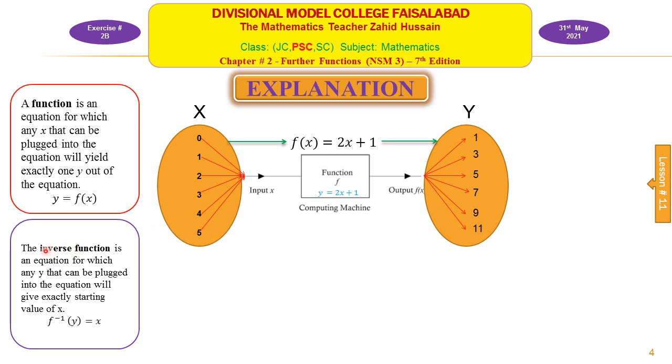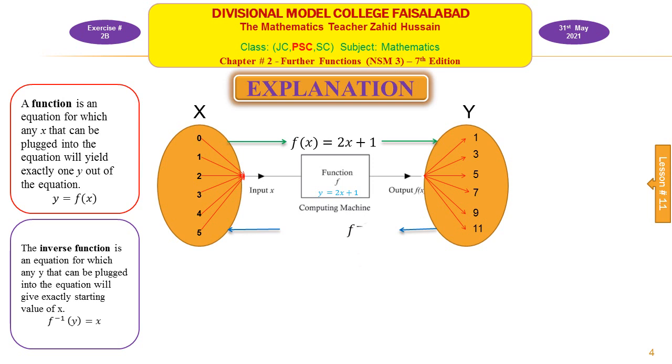This relation or function is one for which any y that can be plugged into the equation will give us exactly the starting value of x. There is a relation in which when we put these values of y, we get these values of x. When we put 11, we get 5. When we put 9, we get 4. And similarly, when we put 1 in the equation, we get 0.